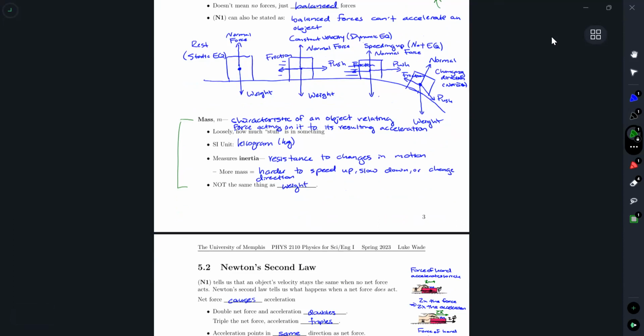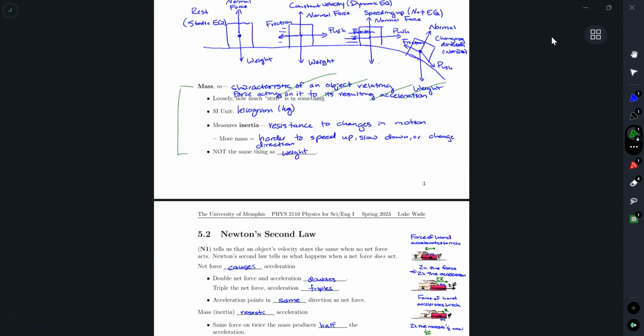This definition is a little bit obtuse. That's not going to be on there. But knowing that mass is measured in kilograms may be helpful in that if you're given something in kilograms, that's a mass, not a weight.